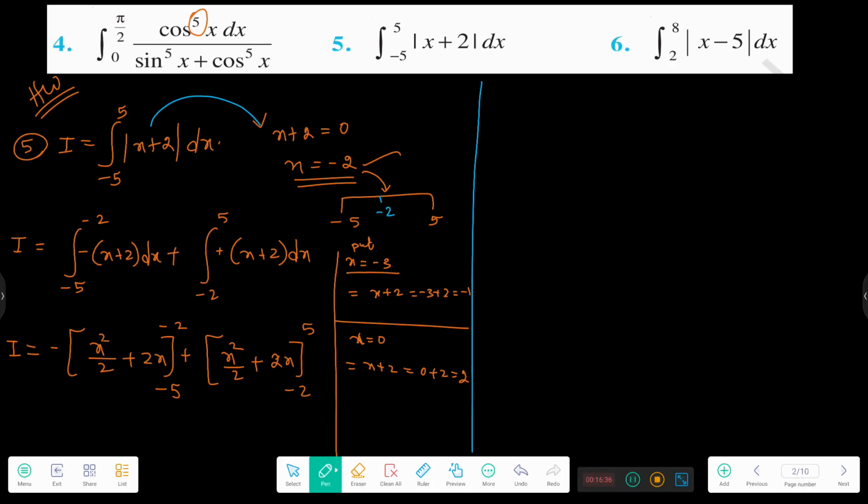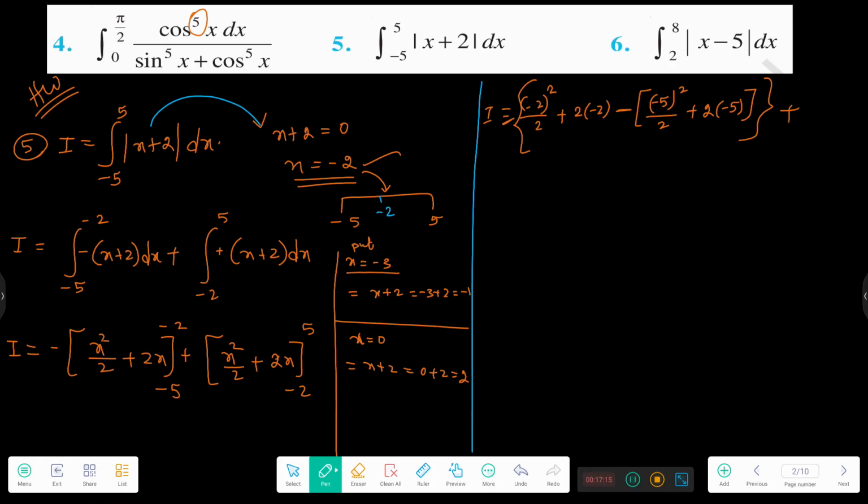Now when you apply the limit, it will be over. Let's apply this side. I is equal to what? First the upper limit: minus 2 whole square divided by 2 plus 2 into minus 2, minus the lower limit. Lower limit is minus 5: minus 5 whole square divided by 2 plus 2 into minus 5. Children, overall one negative we have outside.